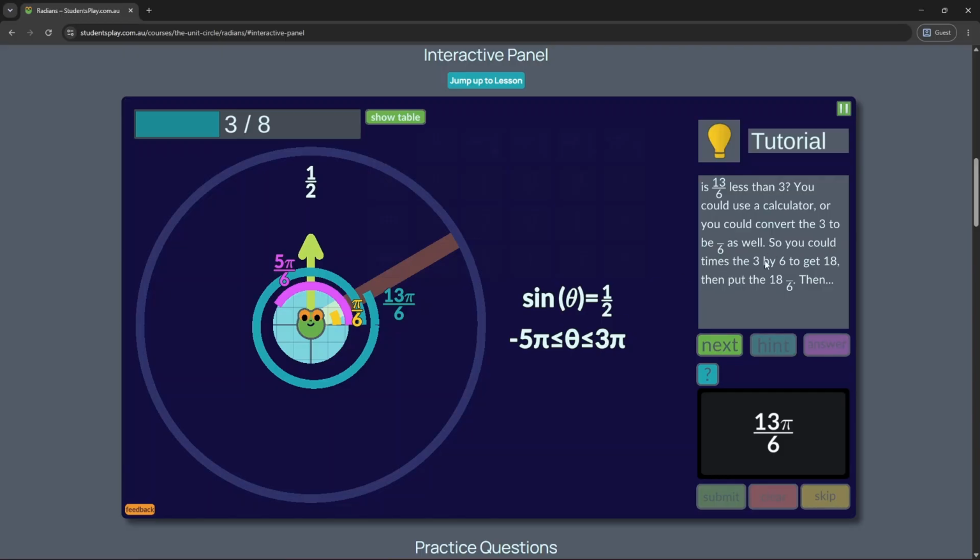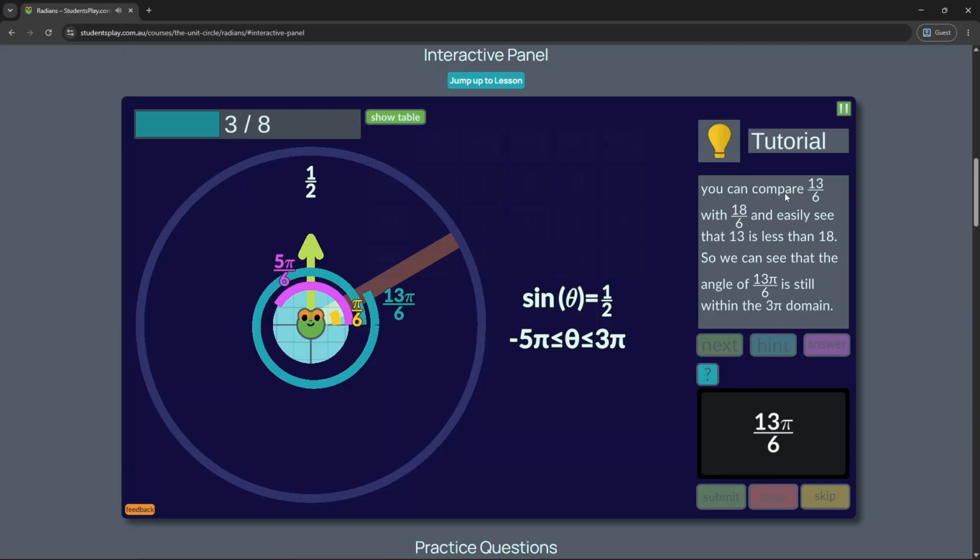So you could times the 3 by 6 to get 18, then put the 18 over 6, because 18 over 6 is the same as 3. But now we can compare them. Yep, we can compare 13 on 6 with 18 on 6, and easily see that 13 is less than 18. So we can see that the angle of 13 pi on 6 is still within the 3 pi domain. Okay, that was a lot, but you'll see how it works as we go through it.